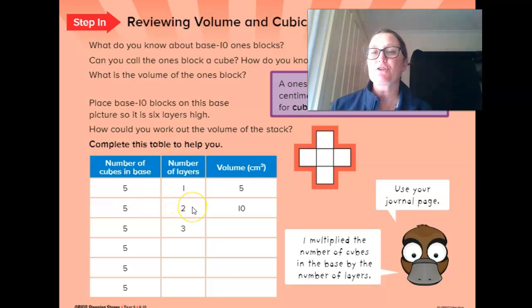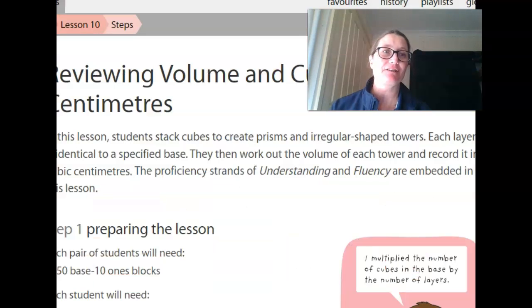So if I add 2 layers, then I simply have to multiply it by the base, and then I would get 10. Can you go ahead and fill in that graph? You do need to know your multiplication tables, don't you? As we do in most of our maths. I know you'd get sick and tired of me telling you that.